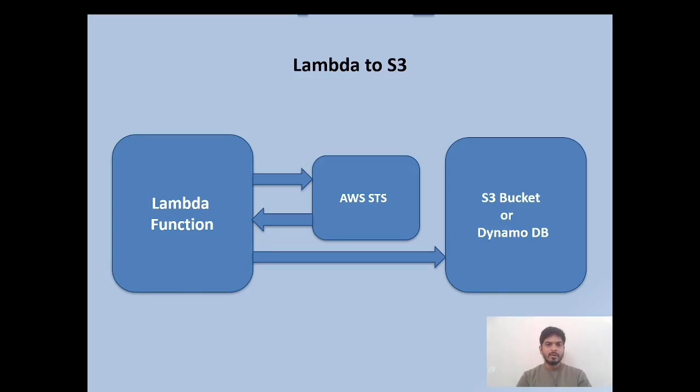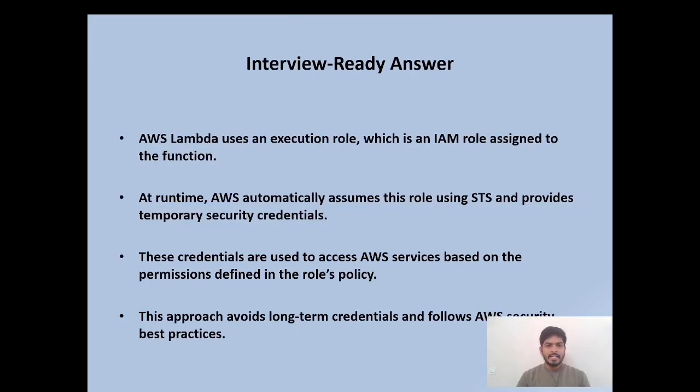Now, let me give you the perfect interview-ready answer. AWS Lambda uses an execution role, which is an IAM role assigned to the function. At runtime, AWS automatically assumes this role using STS and provides temporary security credentials. These credentials are used to access AWS services based on permissions defined in the role's policy. This approach avoids long-term credential sharing and follows AWS security best practices. So while answering these questions, you should always say something related to the execution role and emphasize temporary credentials and STS AssumeRole. If you use these keywords, the interviewer immediately knows you understand AWS deeply.